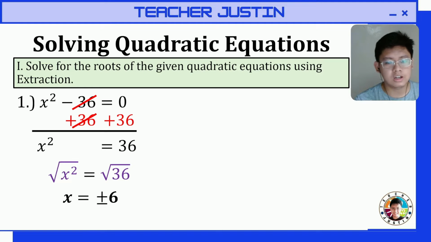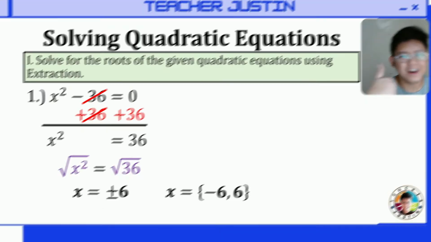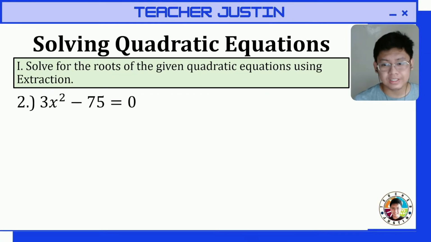That will bring us the value of x, dalawa yung value of x natin, which is x is equal to negative 6 and positive 6. And that's it. Tada! Alright. Okay, let's have our second item.